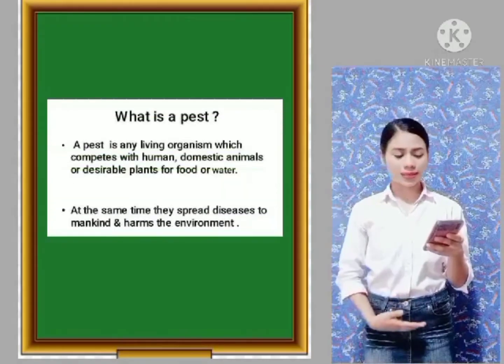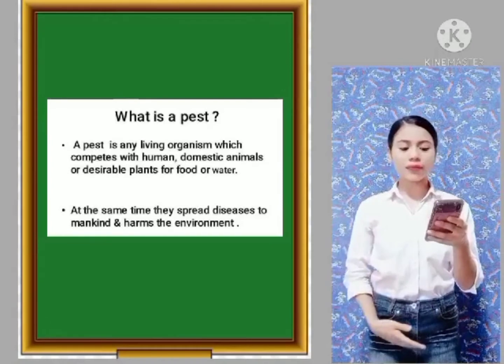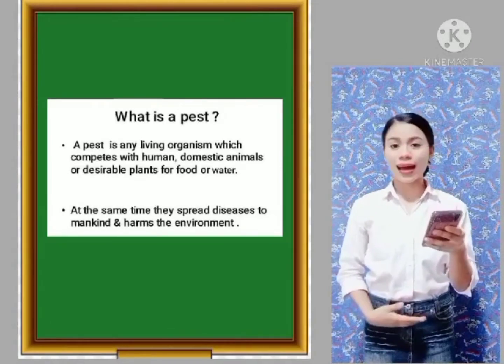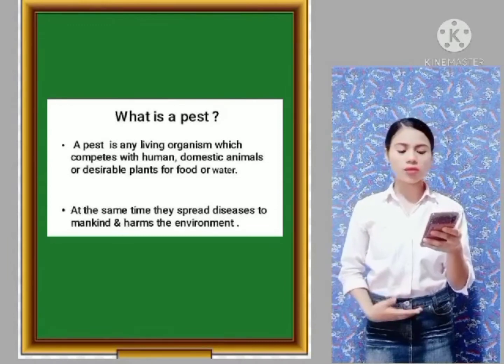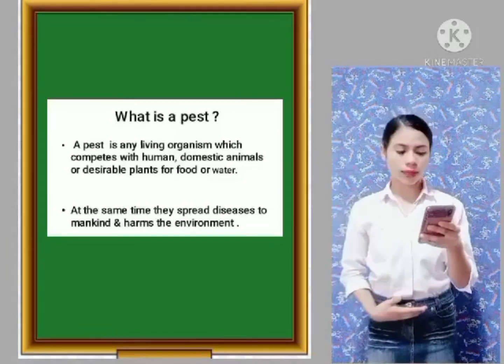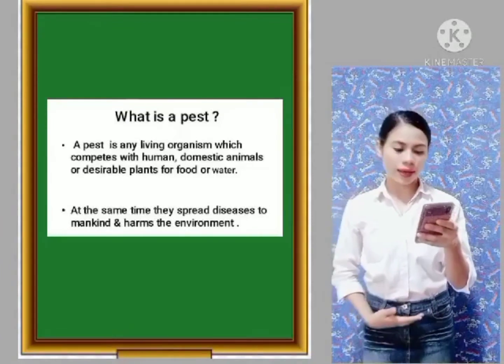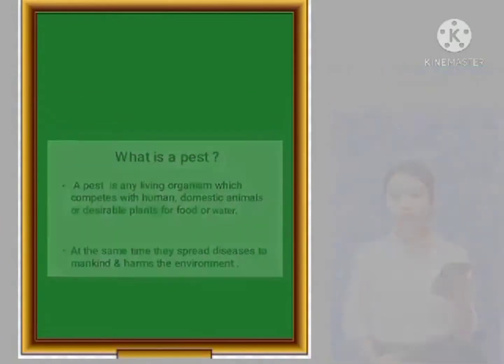What is a pest? A pest is any living organism which competes with humans, domestic animals, or desirable plants for food or water. At the same time, they spread disease to mankind and harm the environment.